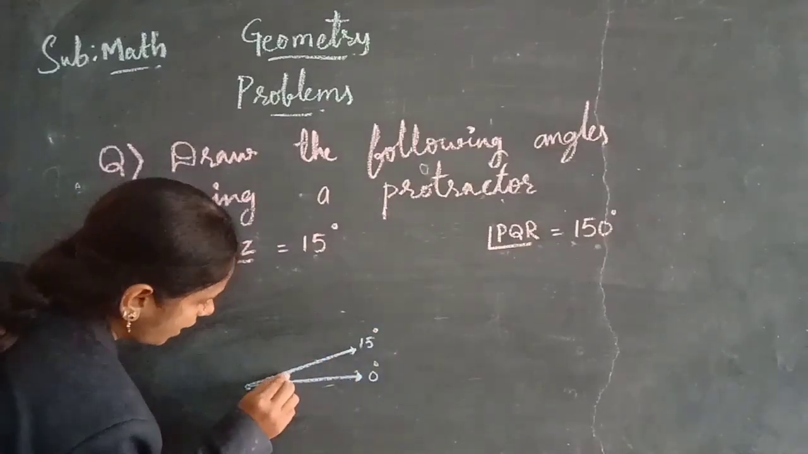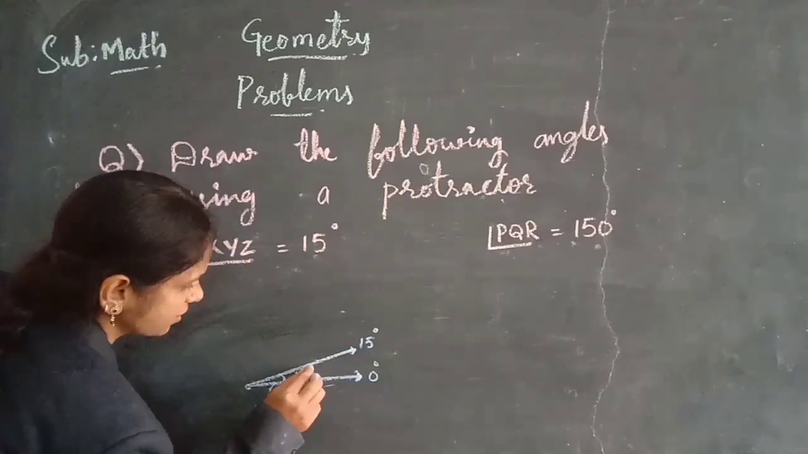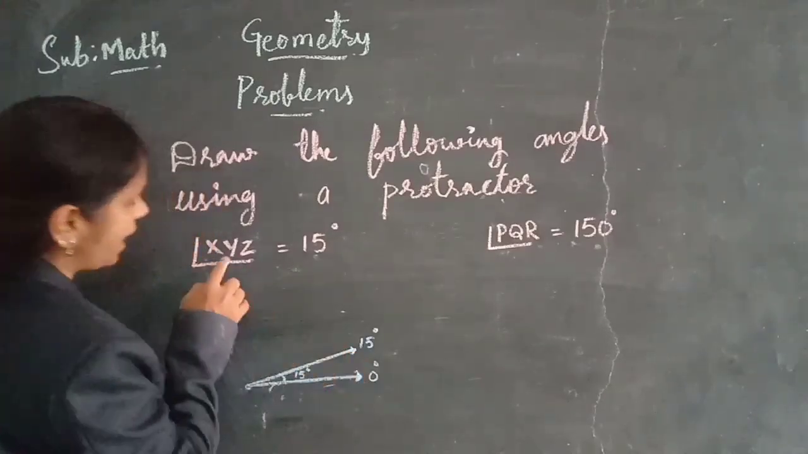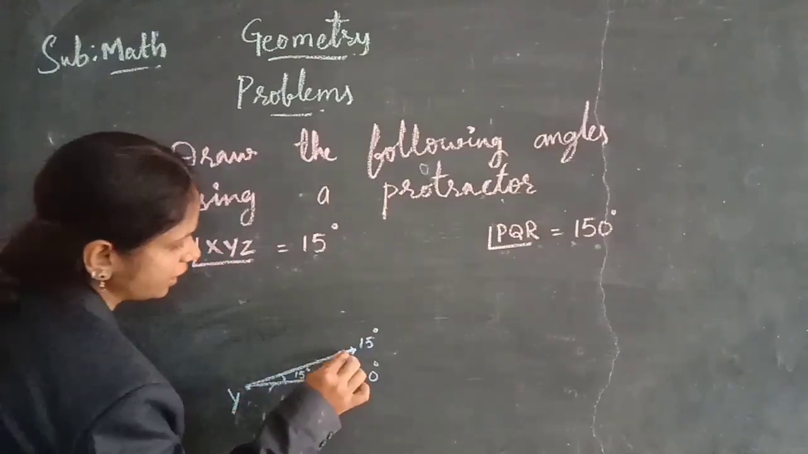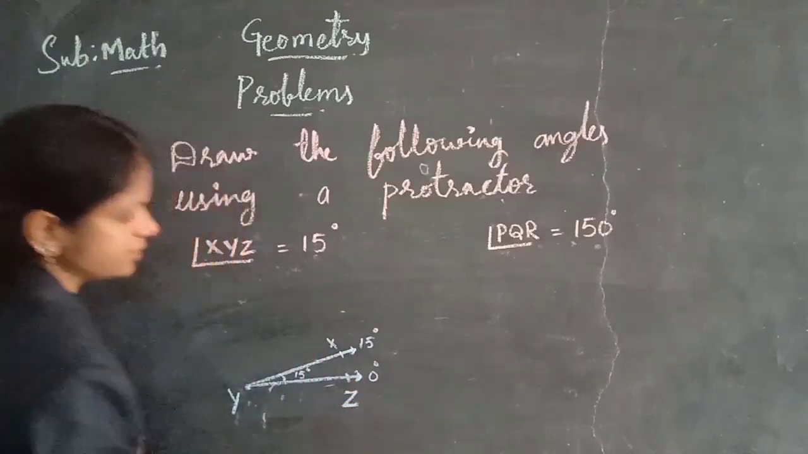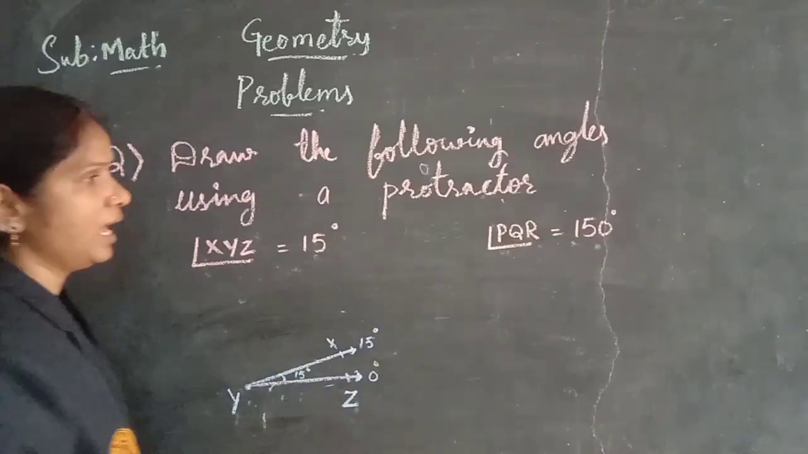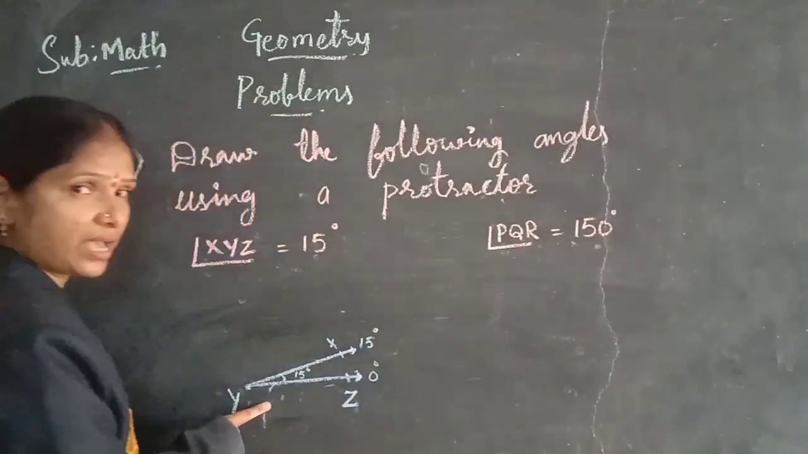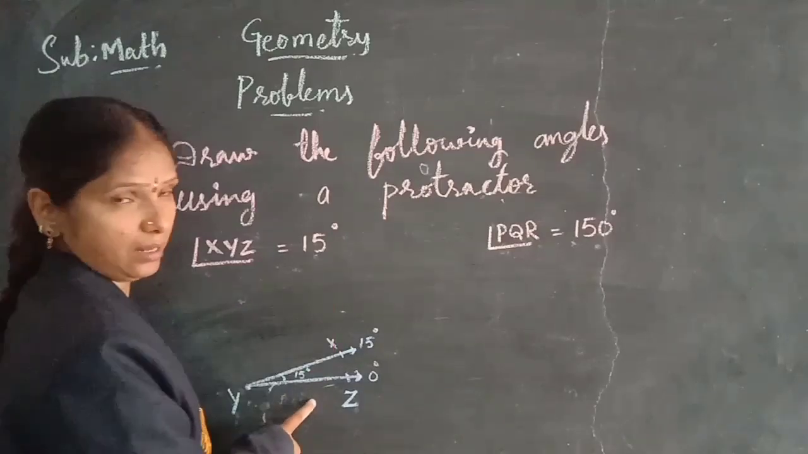So the angle that lies between these two rays is 15 degrees, and this is X Y Z. Now here I am marking, and the middle alphabet should be at the midpoint. Here Y, and here X, and here Z. So this is the angle XYZ, 15 degrees. And coming to PQR, which type of angle is this, children? Less than 90 degrees means acute angle. This is an acute angle.